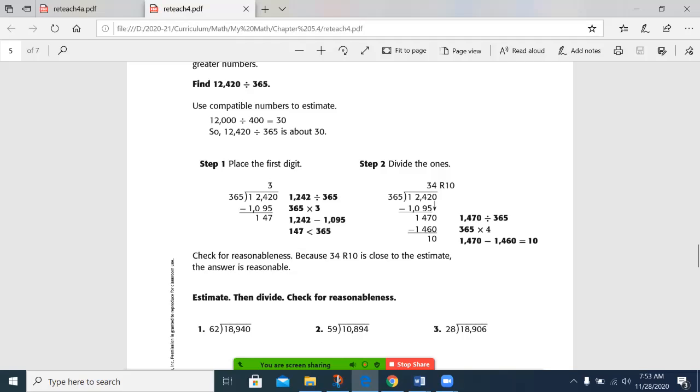So we put a 4. And we get 1460 once we multiply 4 times the 365. Notice whenever we put a number up here, we multiply times the number out here. So times 365. It's always by the divisor. And that gets us 1,460. We subtract, it's 10. There's nothing to bring down, and 10 is less than 365, so it becomes our remainder. So we end up with 34 remainder 10.